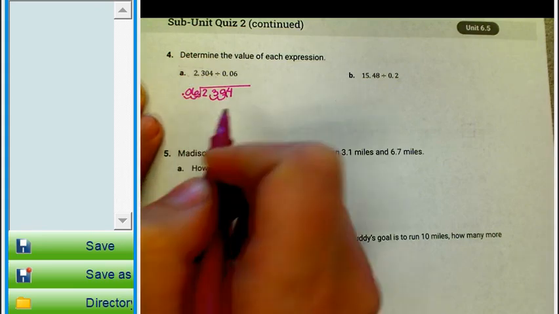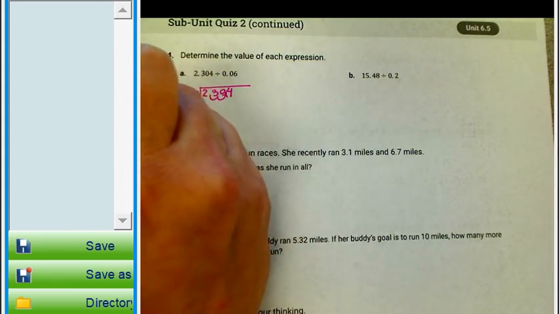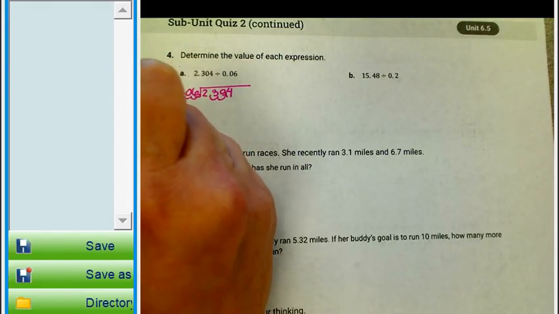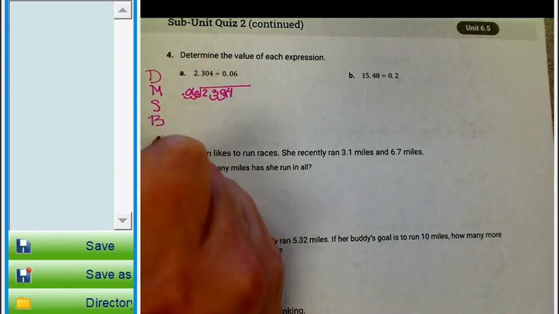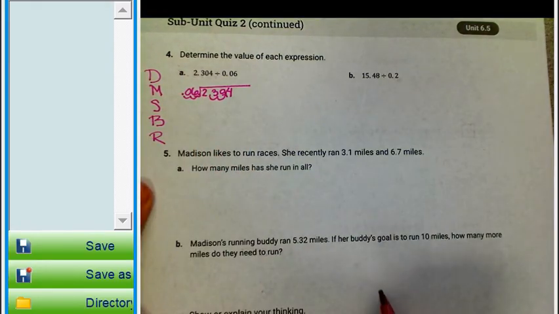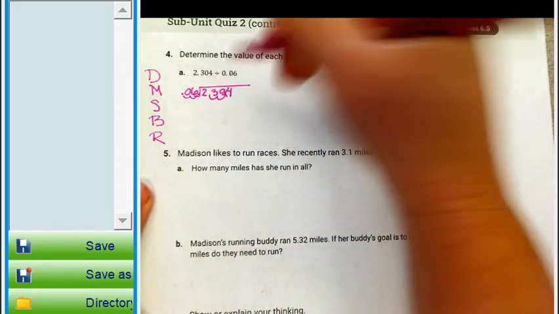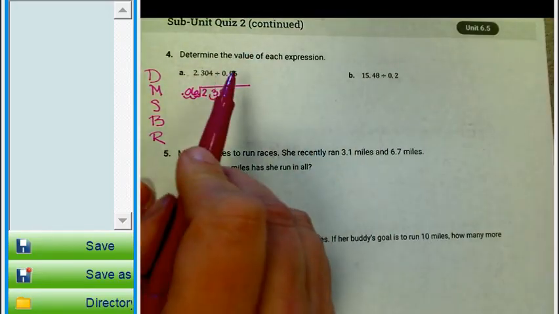Show your work for the division. Think about our steps of divide, multiply, subtract, bring down, and repeat. Once you've done that, bring up the decimal at the end, and your answer should be up here on the top.